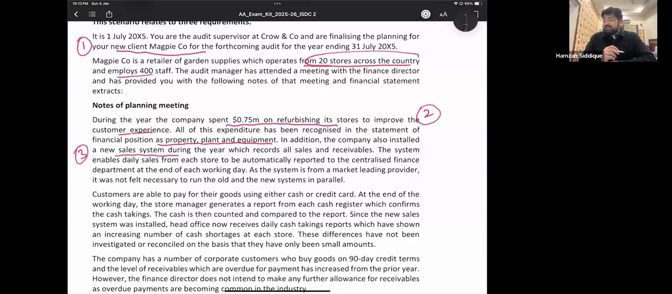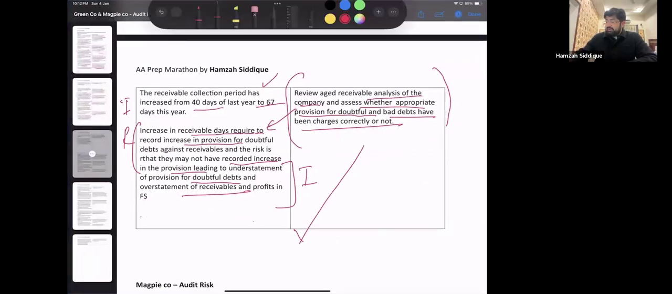The company enables daily sales from each store to automatically report to the centralized finance department at the end of each working day. Up till now, it is repetition of the previous question, which we have recently done, but I will explain it again. As the system is from a market leading provider, it was not felt necessary to run the old and new systems in parallel.